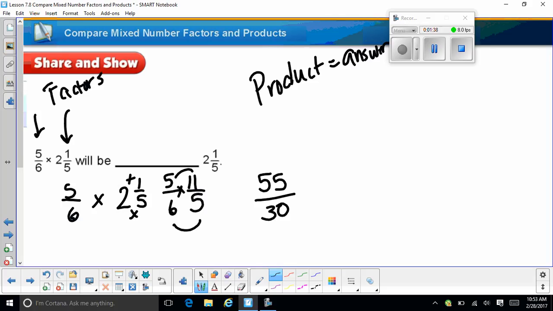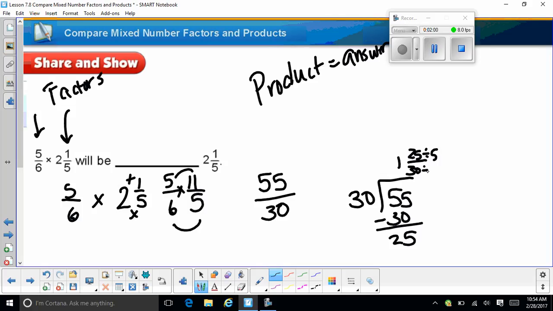Since my numerator is larger than my denominator, I'm going to simplify by division. So 55 divided by 30. 30 can go into 55 one time, and that leaves me 25 over 30. I then need to simplify, and I know that 5 can go into both of these, so my final answer would be 1 5/6. Now I take my product and look: is it greater than, less than, or equal to 2 1/5? In this case, we're going to say it's greater than.